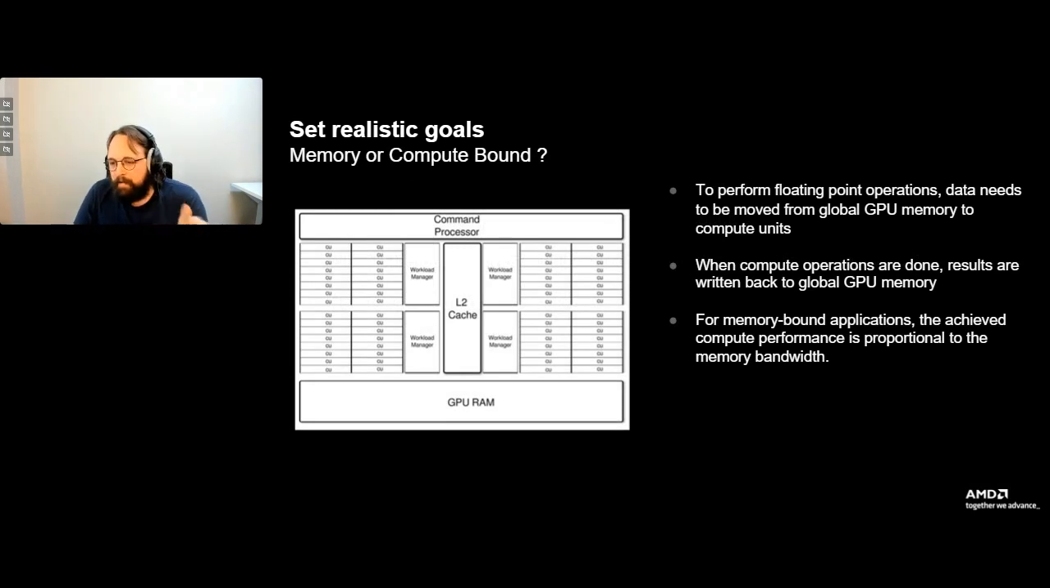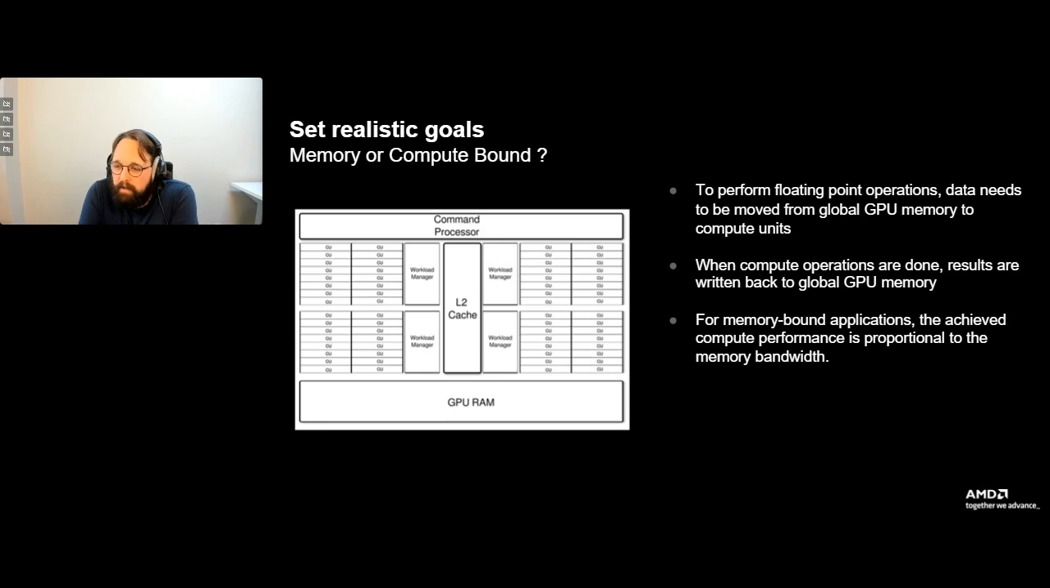Okay, so this is a conceptual diagram of the CDNA architecture. You have, of course, this big space of GPU RAM, which is HBM2 on the MI100 and MI250X GPUs. Between that GPU RAM and those compute units, data often travels straight to the L2 cache, and then from the L2 cache out to the shader engines, and from the shader engines onto the compute units. Okay, now in order to perform any floating point operations, you have to move data from memory onto those compute units. There's just no way around it.